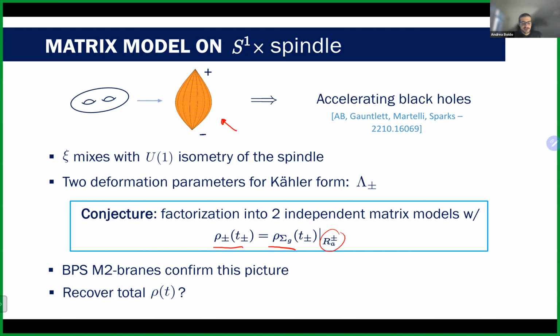Somehow from this, we think it's possible to recover the full rho, although at this point we still don't know precisely how to do that. But this picture is also backed up by the M2 branes computation. Studying the problem with M2 branes is doable, and we did that quite precisely, and we found that these fixed points are essentially at the two poles of the spindle, so it makes sense that you have two matrix models at these poles. But again, we don't know precisely how to recover the total rho from geometry.